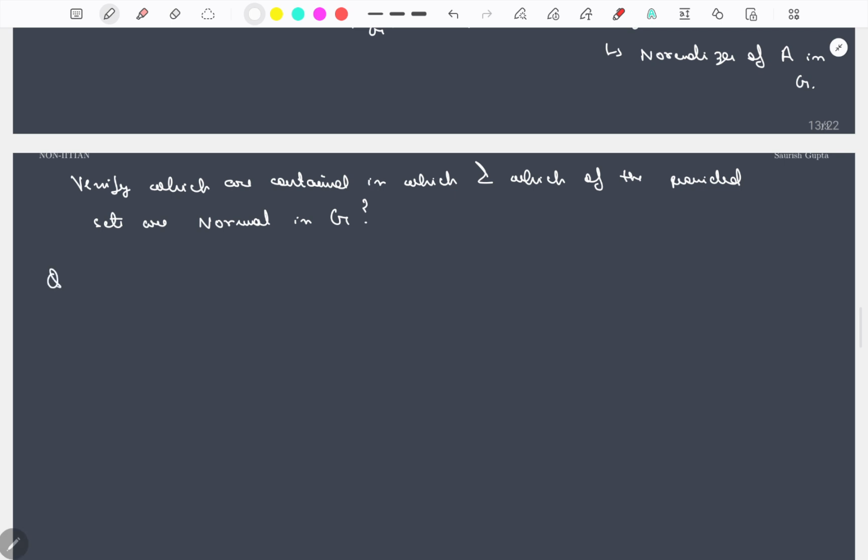Okay, one more exercise, last exercise. Prove that if G mod its center is cyclic, then G is abelian.